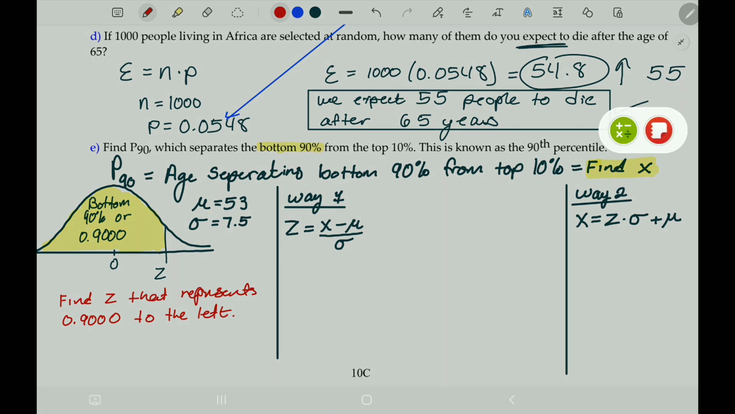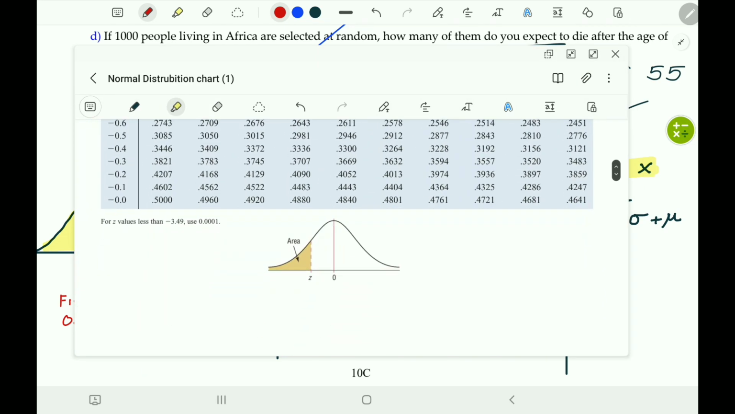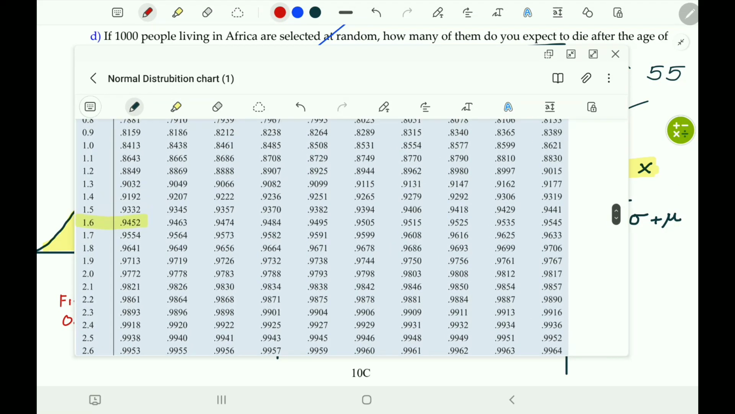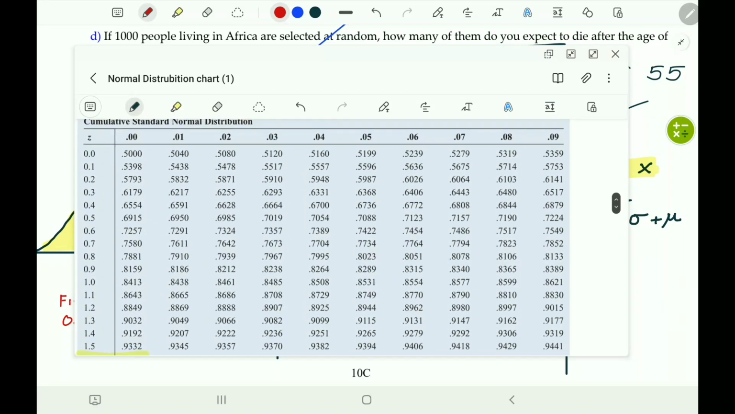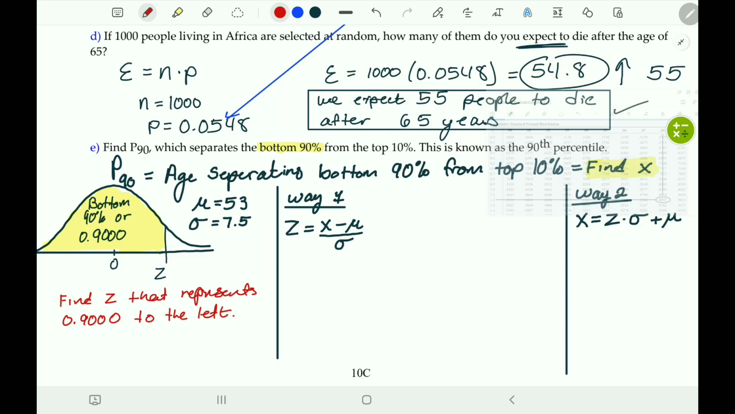So let's open up our normal distribution table and find the closest probability to 0.9000. It's not going to be on the negative side, it's going to be on the positive side. If we look, the closest probability we can get to 0.9000 is 0.8997, and that z-score is positive 1.28.